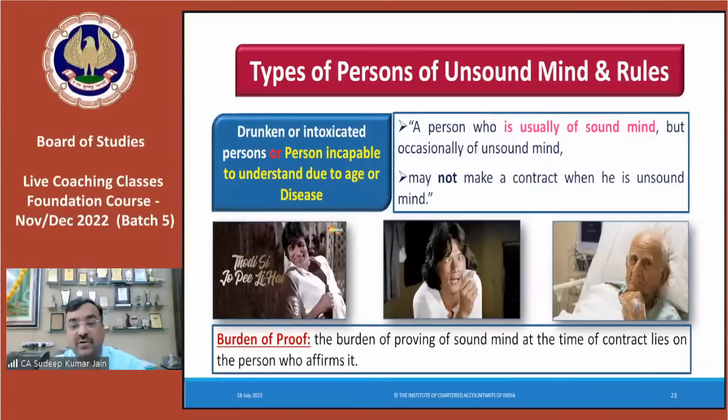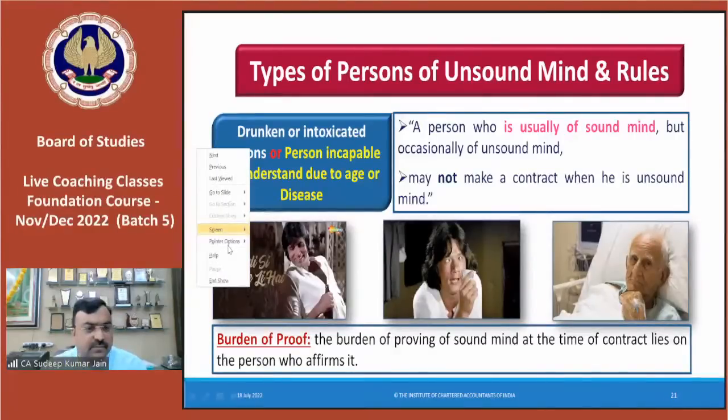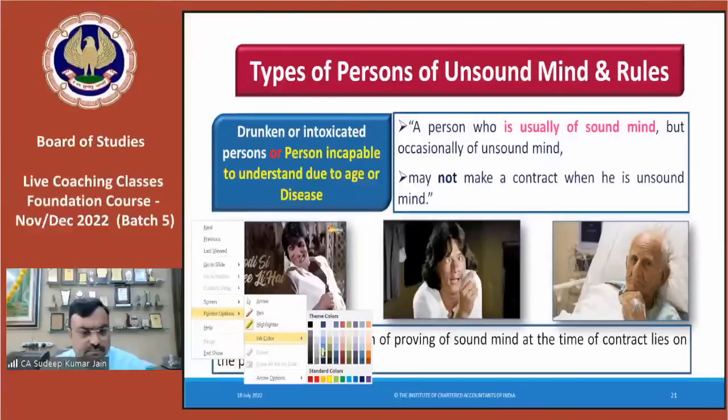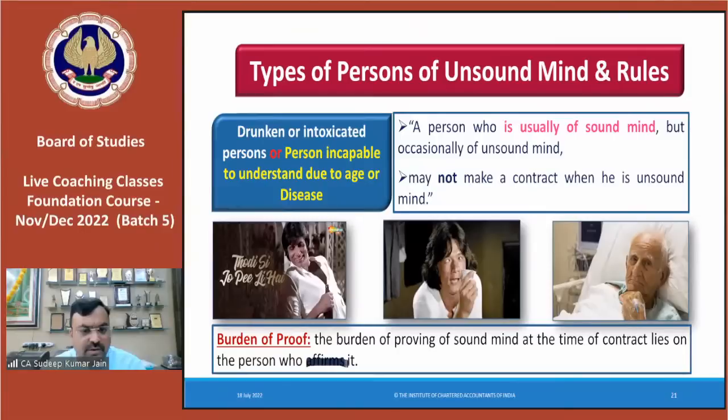Burden of proof, the burden of proving of sound mind at the time of contract lies on the person who affirms. ये गलत हो गया, सही कर लीजिए इसको प्लीज, प्रिंटिंग एरर है ये। The burden of proof of sound mind at the time of contract lies on the person who denies it. प्लीज इसको काट दीजिए। ये हटा दीजिए प्लीज, रिमूव इट। In place of it, it will become denies it. And this will become unsound mind. Please make the correction. The burden of proving of unsound mind at the time of contract lies on the person who denies it. Right?